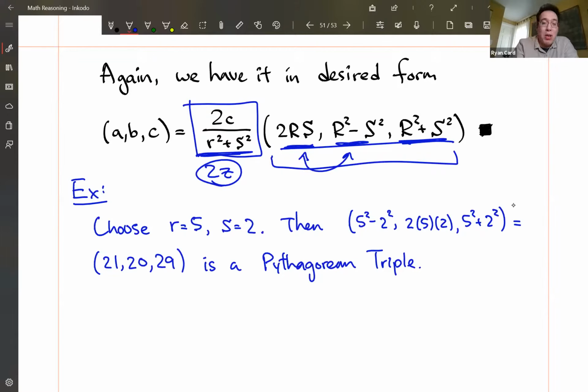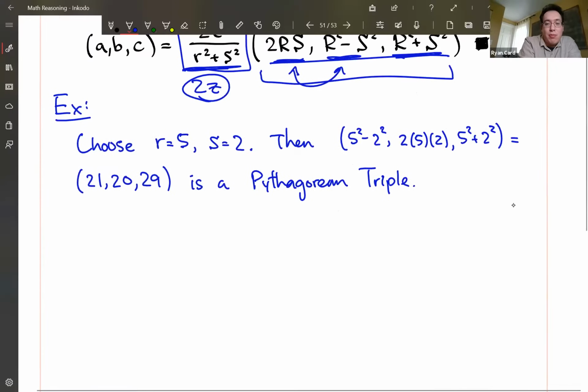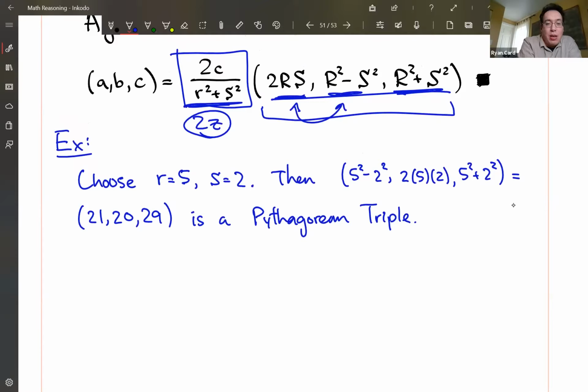Okay, so now that we have this, we can actually generate a whole bunch of Pythagorean triples. So what we could do is just pick an R and pick an S. I just chose two of them. If you pick R equals 5 and S equals 2, all you have to do is just plug it into this form. And we get 21, 20, and 29. So that's a Pythagorean triple.